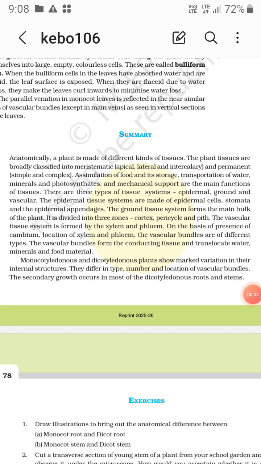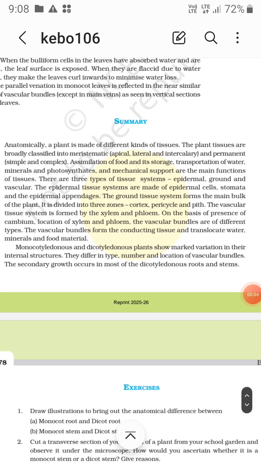We are talking about the summary. In the summary of the flowering plant, the anatomy of the flowering plant, anatomically a plant is made up of different kinds of tissues, known as simple tissues and complex tissues. The plant tissues are broadly classified into meristematic and permanent tissues.